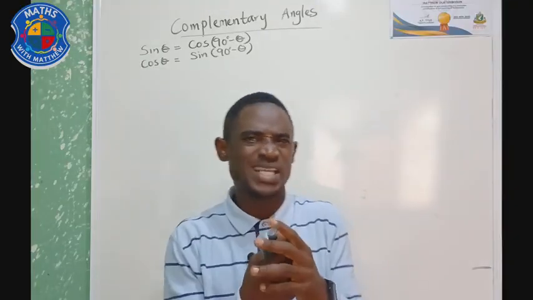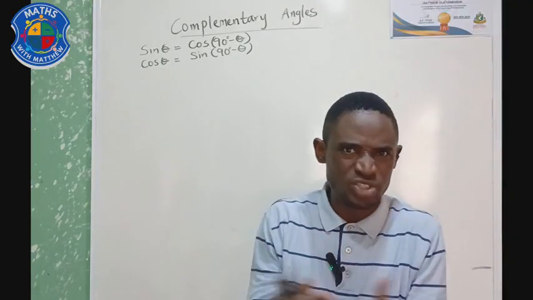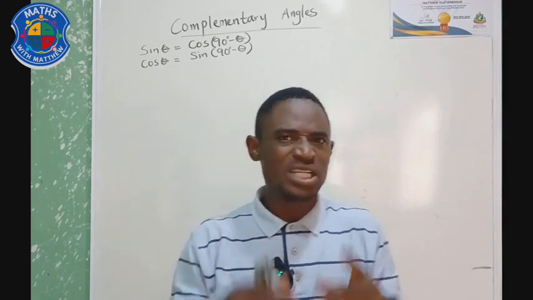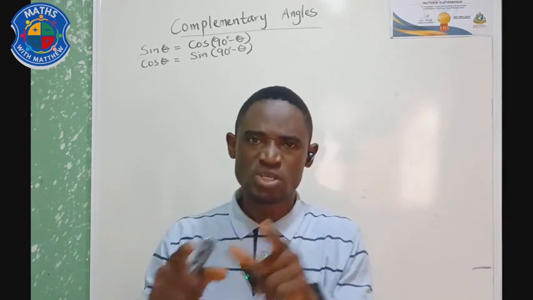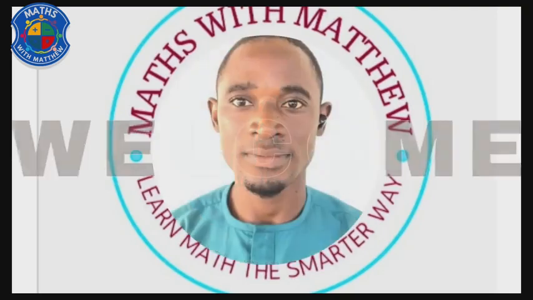What do we mean when we say an angle or two angles are complementary? They are complementary to one another. That means the sum of these two angles must be equal to what? 90 degrees.